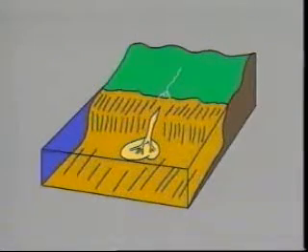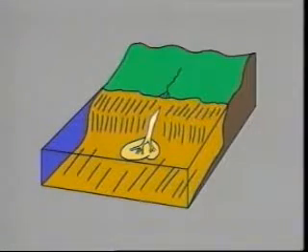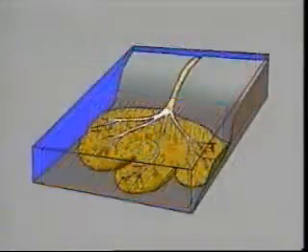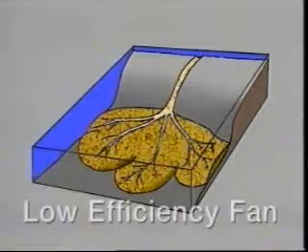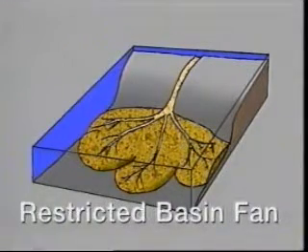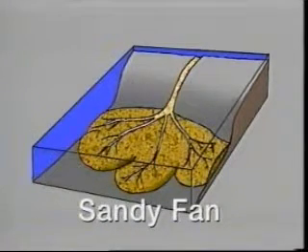The sediment, commonly derived from local rivers or from littoral drift on narrow shelves, is transported into the basin by a single feeder canyon or channel. The main channel generally divides into a limited distributary system to form a typical radial-shaped fan. Radial fans have been variously termed low-efficiency fans, restricted basin fans, and canyon-fed fans. The term sandy fan is also used by some geologists.